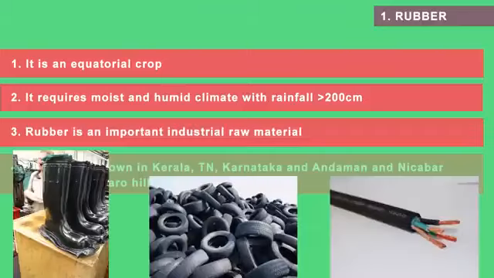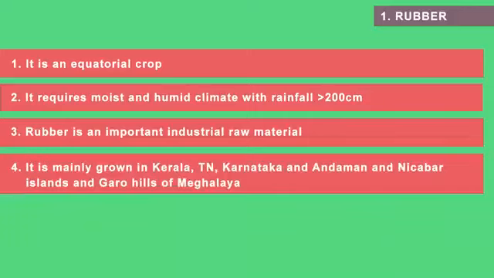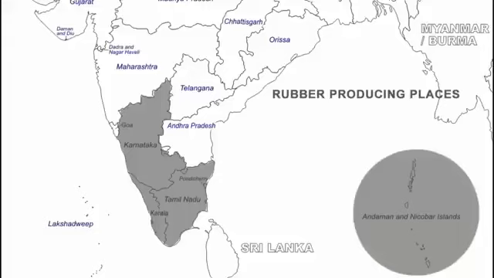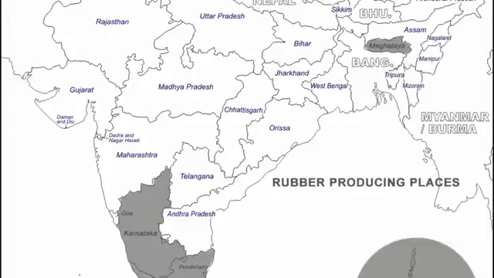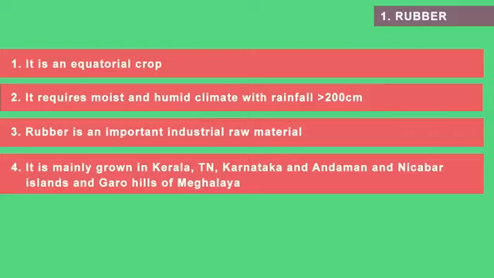We all know that rubber is an important industrial raw material. The states in India that grow rubber are Kerala, Tamil Nadu, Karnataka, Andaman and Nicobar Islands, then Garo Hills of Meghalaya. Notice all of these places receive heavy rainfall and they are also very humid. So where there is humidity, moisture will be high. So this was all about rubber.